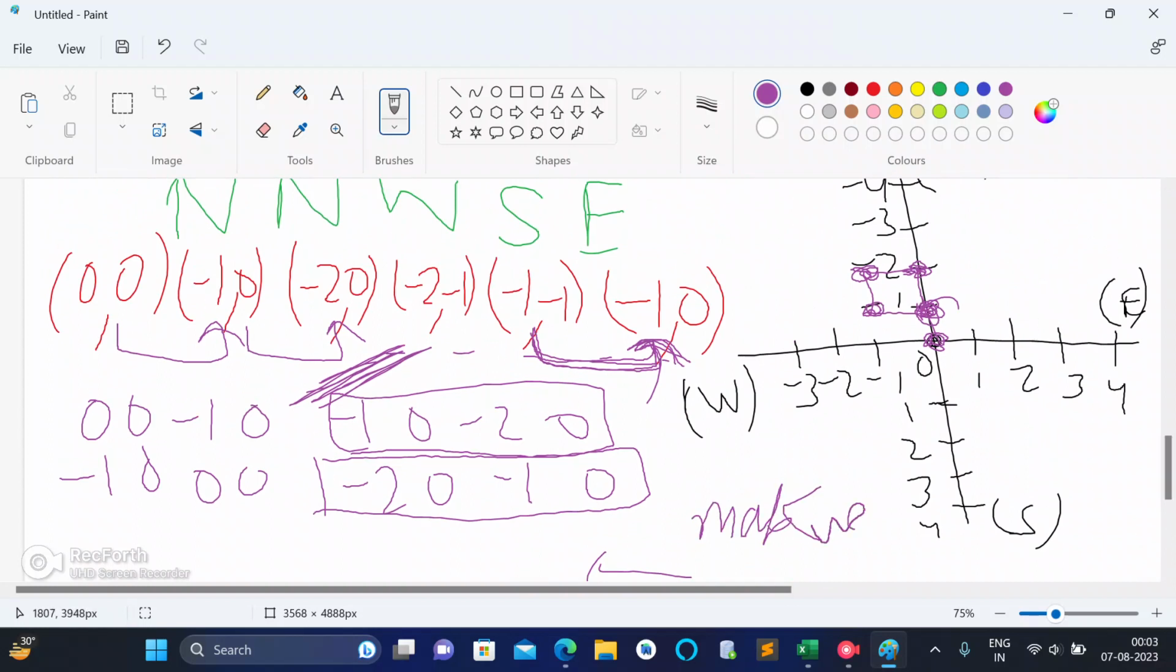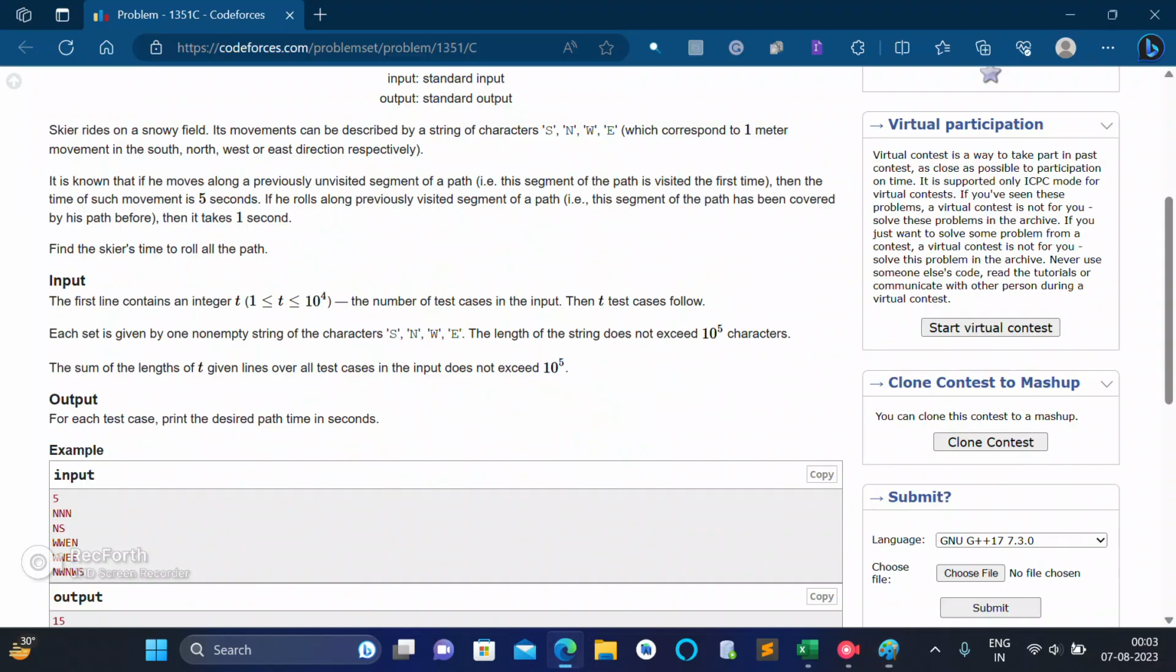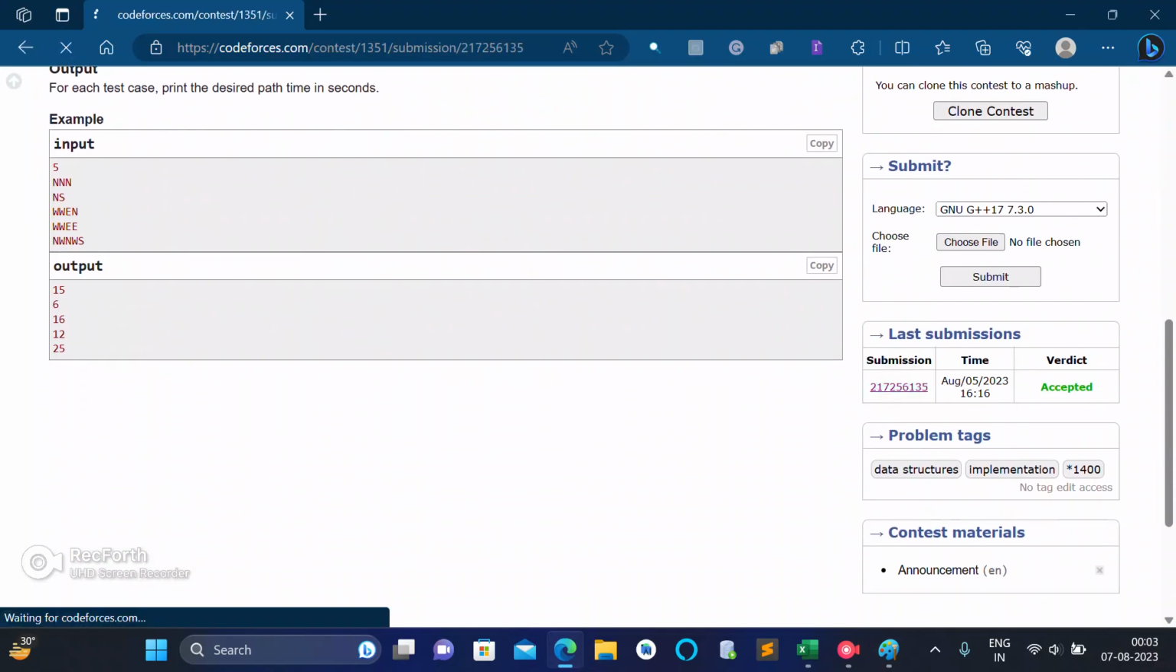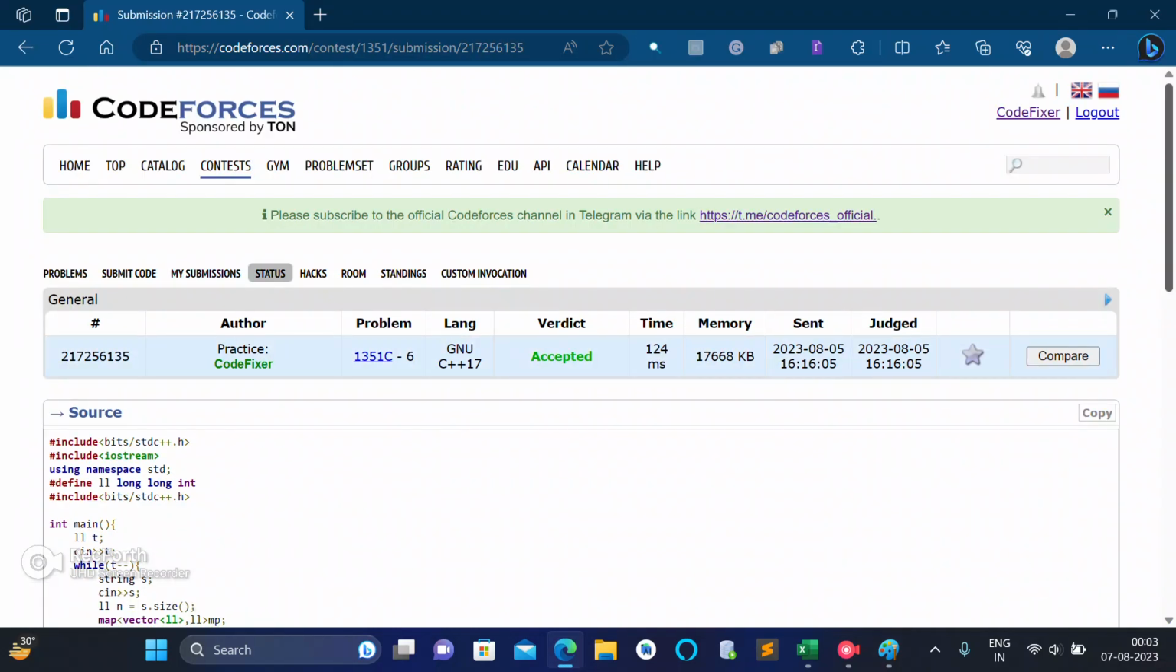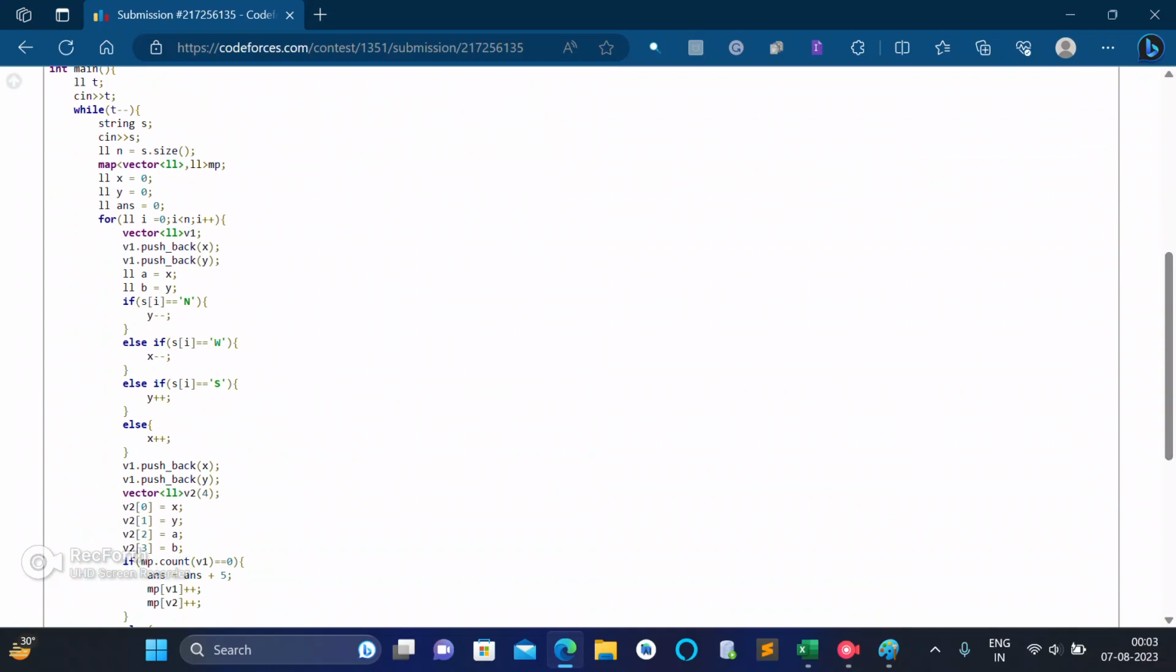How will we save these paths? We will make a map of vector comma int. In the vector we will store these forward and backward paths, and using mp.count we will be able to find whether this path is already saved or not. So let me go to the code section.